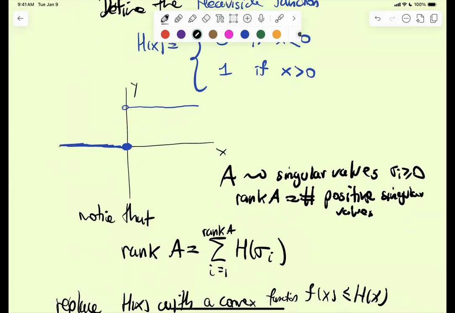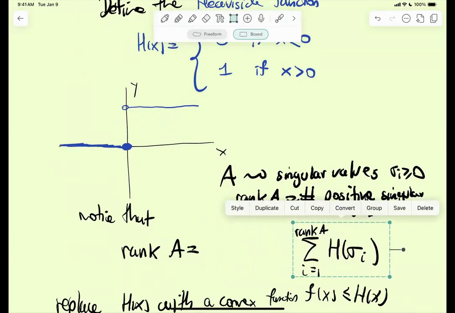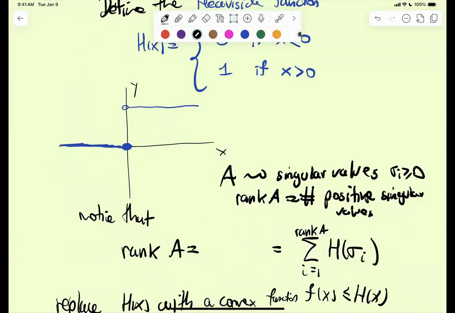Just to put an intermediate step here, one way to think about the rank is that you have a one for each positive singular value, and then the rank is just one plus one plus one plus one plus one. How many times do you add ones? As many as the positive singular values that you have. So one way to think about the rank is as a sum of ones over all the singular values that are strictly positive. This notation isn't the best, but yes.